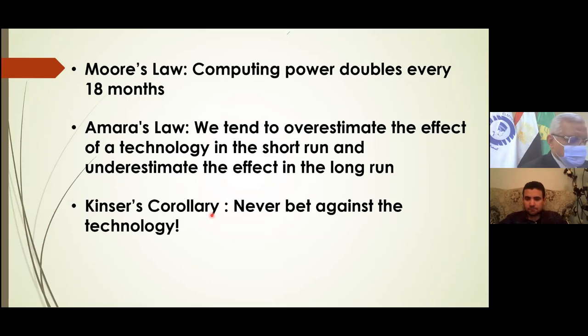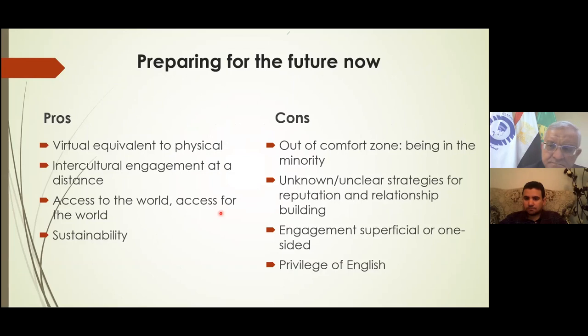Same as if you talk about Amara's law: we tend to overestimate the effect of a technology in the short run and underestimate the effect in the long run. And this is really wrong. You should look at the long run generally, not only the short run. And also he said that you should never bet against technology. Any time you bet against technology, you will lose, because technology will win. And this proves that all of us should work in the direction of technology.